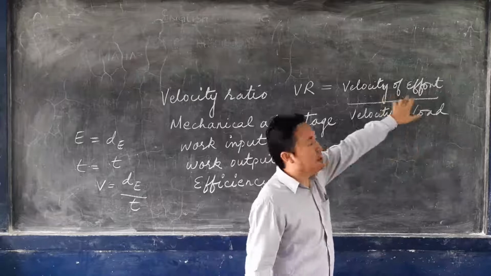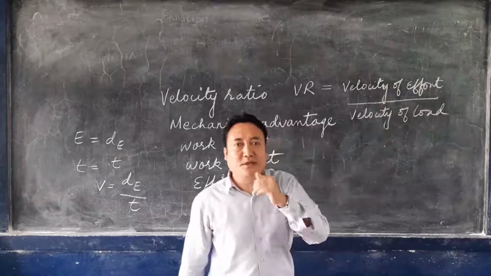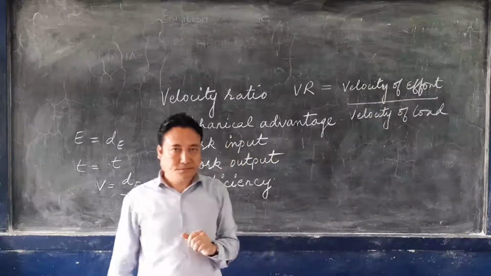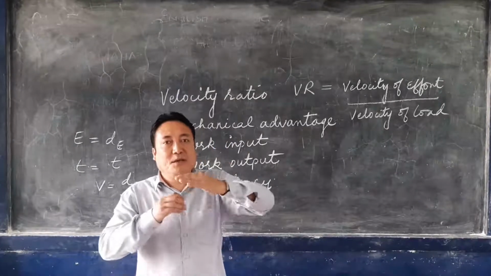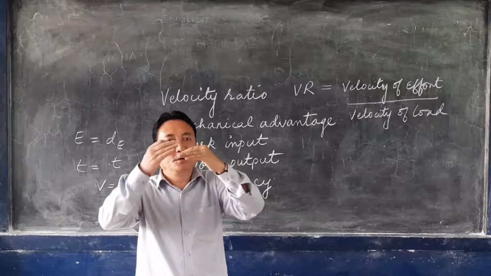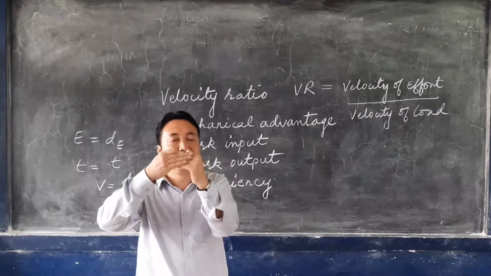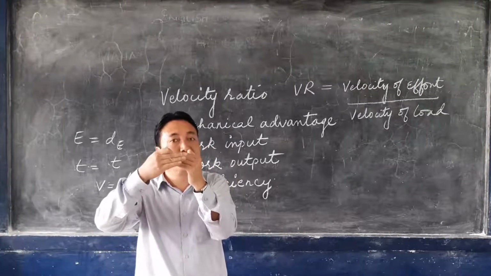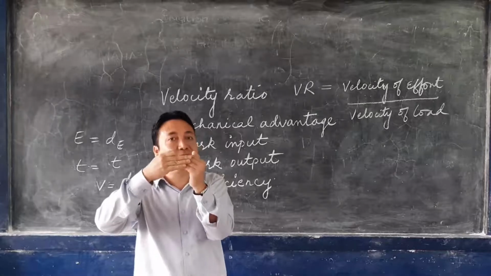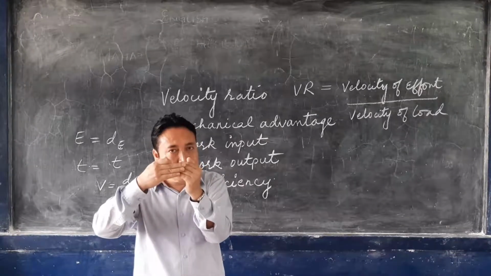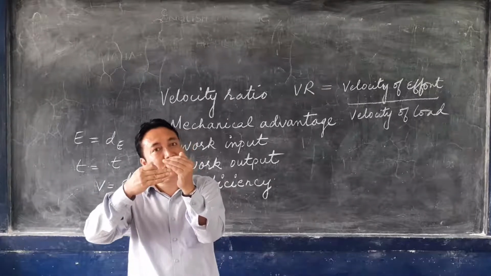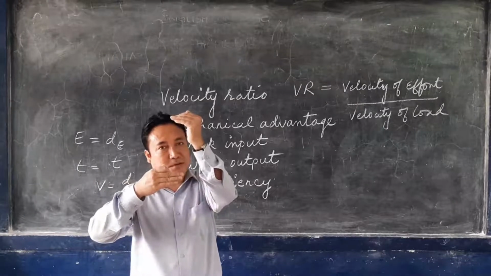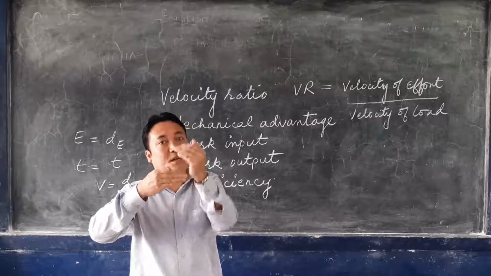So number one is the velocity of effort. The second one is the velocity of load. Now, to find the velocity of load, what happens when the car jack moves up? The car jack comes in contact with the vehicle. Once it comes in contact with the vehicle, the car jack will start lifting the vehicle up.